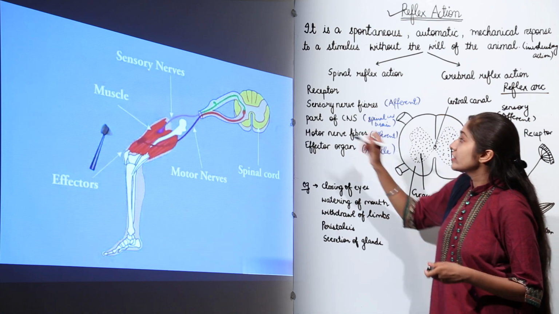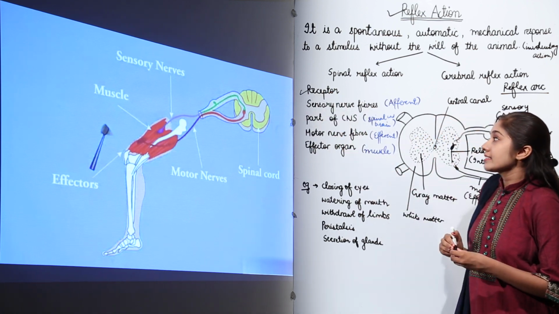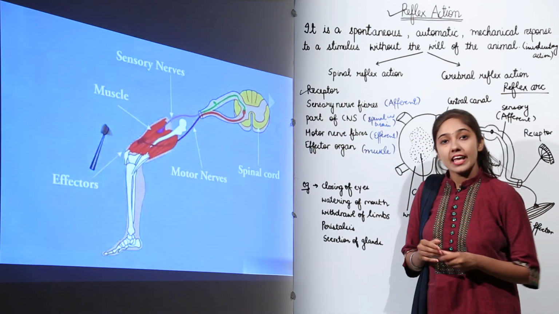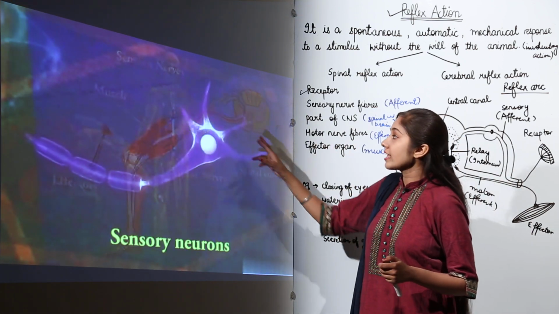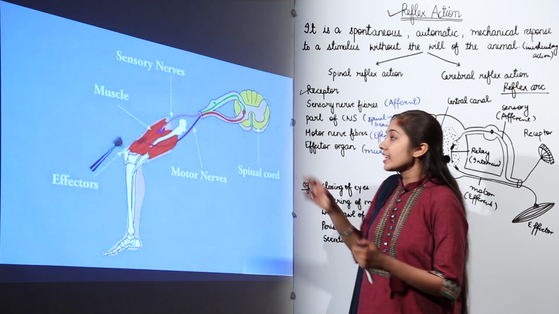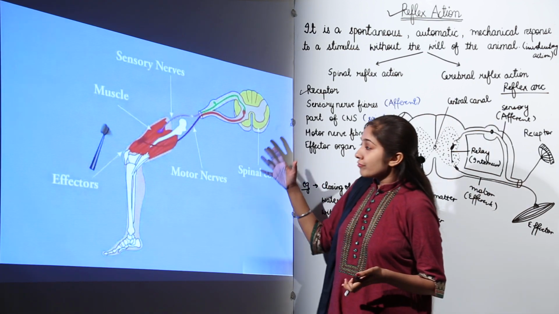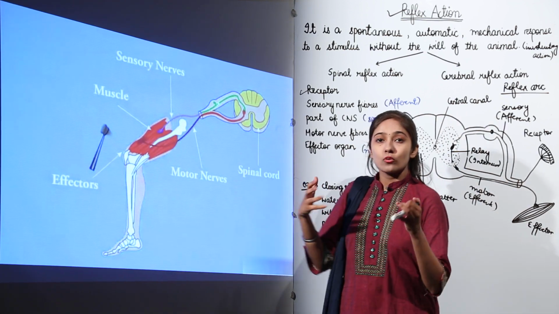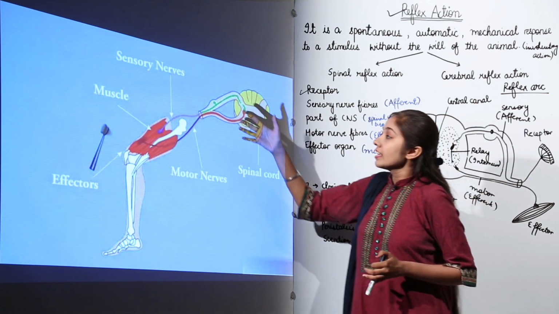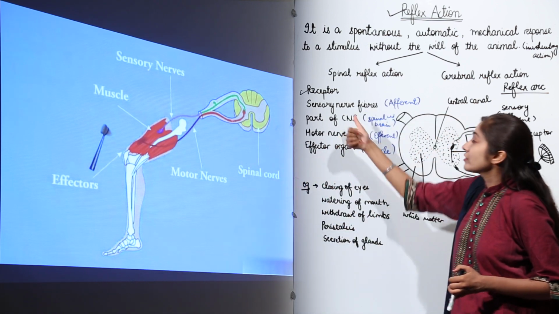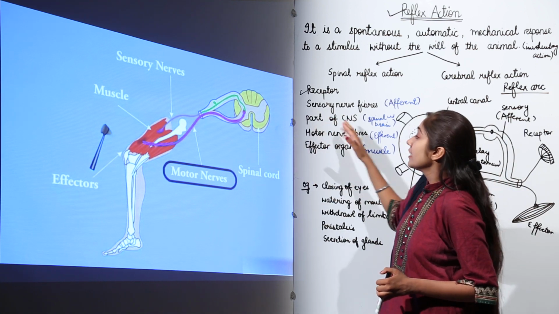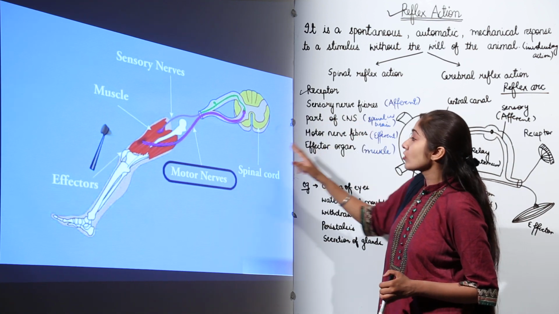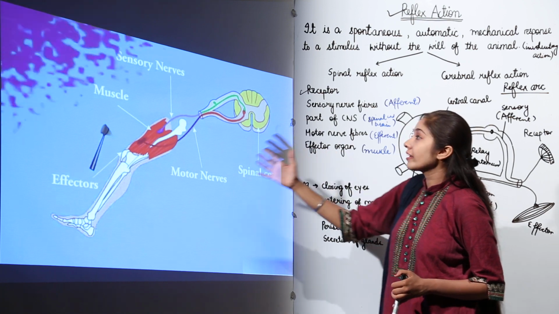So now we are going to see through an animation how this mechanism goes on inside your bodies. Just see it very carefully. We have the sensory neurons, they have dendrites, right, and what is going to happen? The receptors are going to receive the stimulus, and this is going to be sent through the sensory nerve fibers, then to the central nervous system, then to the motor nerve fibers, and then to the effector organ.